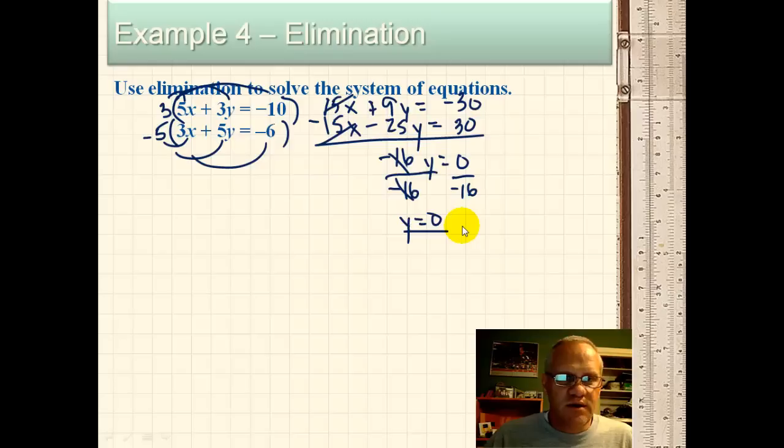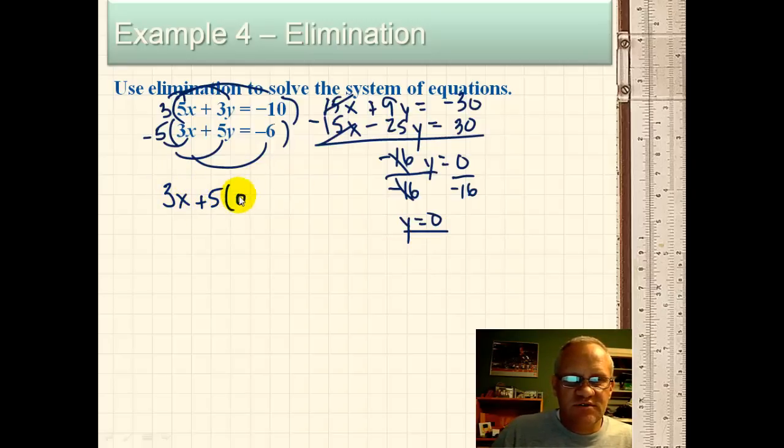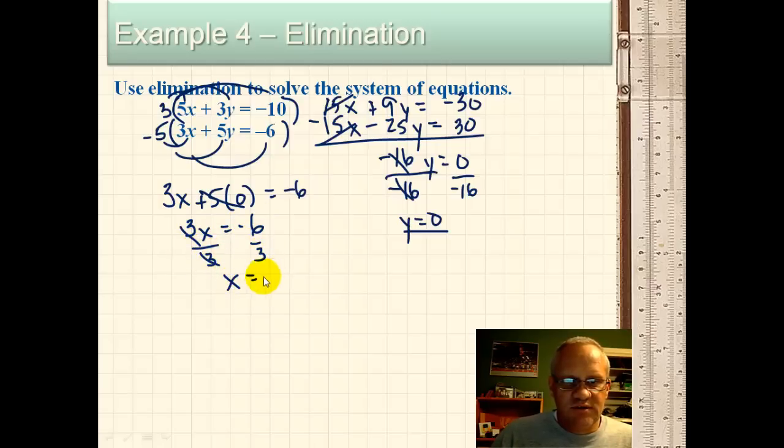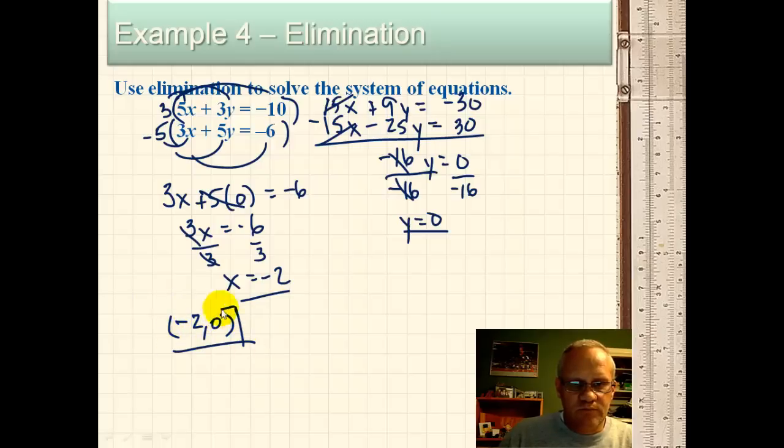So let's plug it back in. Where do you want to plug it in? What do you think? How about the bottom one? So it's going to be 3x plus 5 times 0 equals negative 6. These cancel. 3x equals a negative 6. Divide by 3. And it looks like we get that x equals a negative 2. Our final answer there, negative 2, 0.